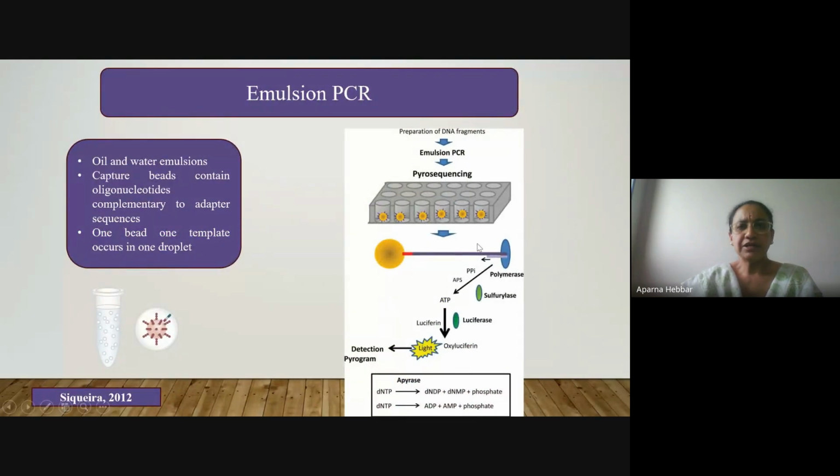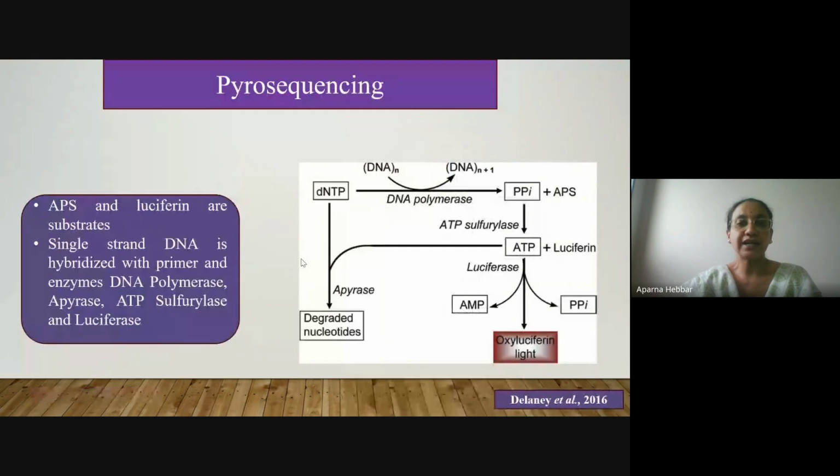Coming to emulsion PCR, this is actually the principle behind the pyrosequencing method. This is a type of NGS. In the next slide, I'll go first and then I'll come back to explain this, because otherwise there will be some confusion. So this is the pyrosequencing principle.